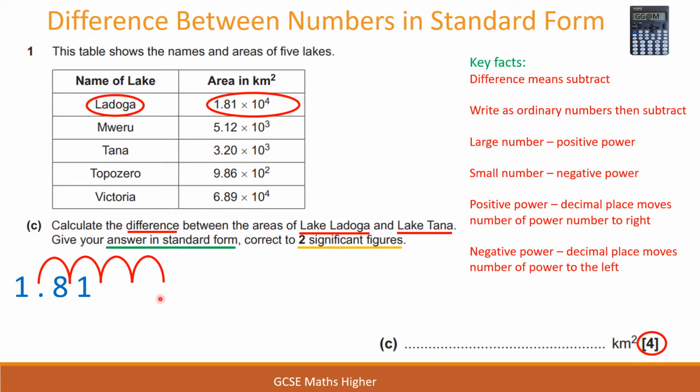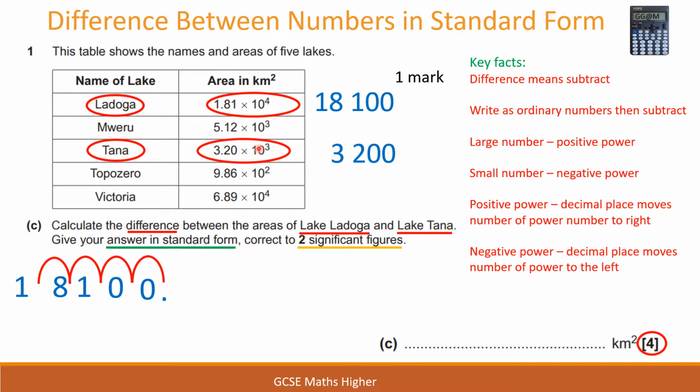In the gaps, I've got to write zeros to hold the place value, and then the decimal point moves from between the 1 and the 8 all the way to the end of the digits. So I've got the number 18,100. I could do the same for the second lake that is required. So I've got 3.2 times 10 to the power of 3. The decimal point is going to move between the 3 and the 2, and it's going to go 1, 2, 3 places to the right. There is one gap where there is nothing, so we put a 0 in there, and you will get 1 mark for writing both of these numbers as ordinary numbers.